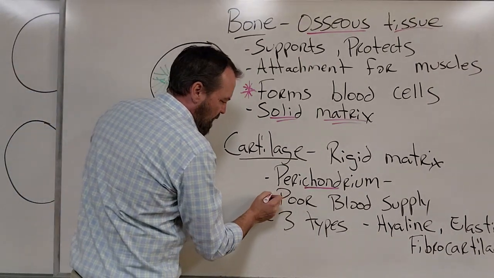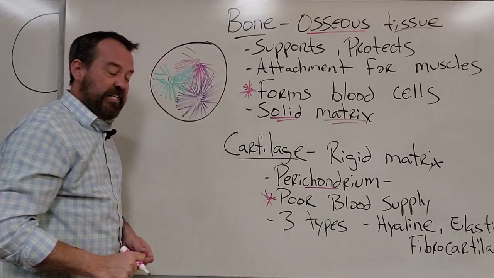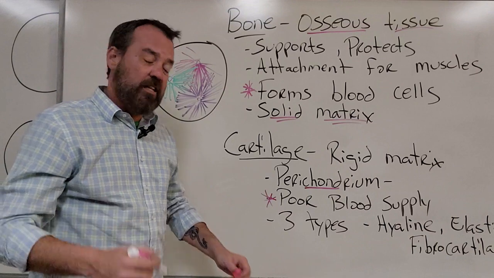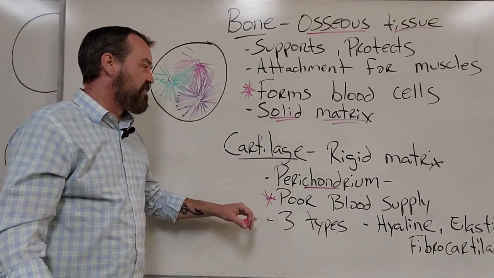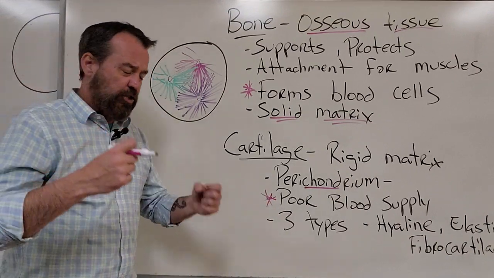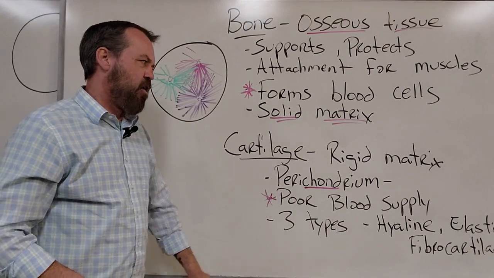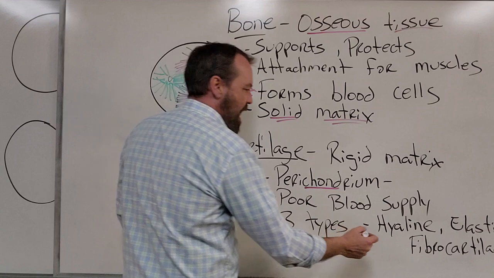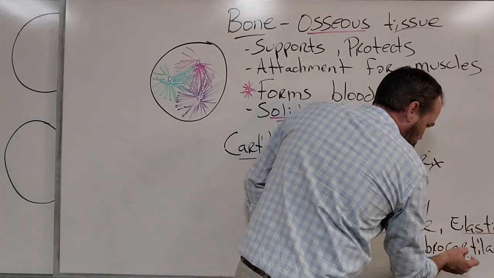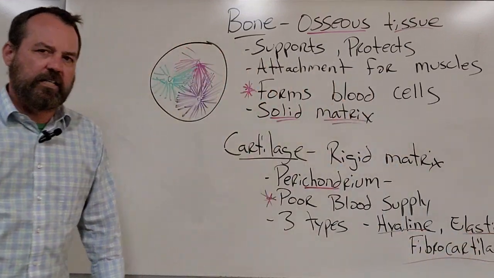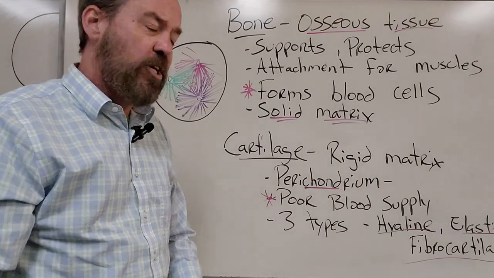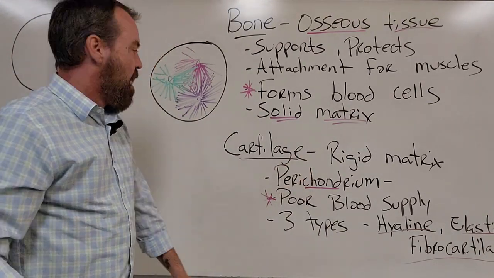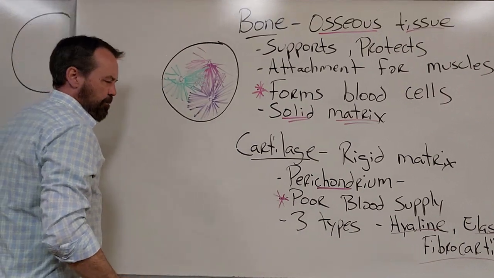Again, it has a poor blood supply. We talked about that already with our dense connective, our tendons, our ligaments. We're going to get some of that as well with our cartilage. We just don't leave a lot of room for blood vessels. We sacrifice the blood vessels for the strength. So we have 3 types of cartilage to distinguish. We've got hyaline cartilage, elastic cartilage, and then fibrocartilage. So let's know the 3 types of cartilage. Let's know about the perichondrium, and let's absolutely know about the rigid matrix.